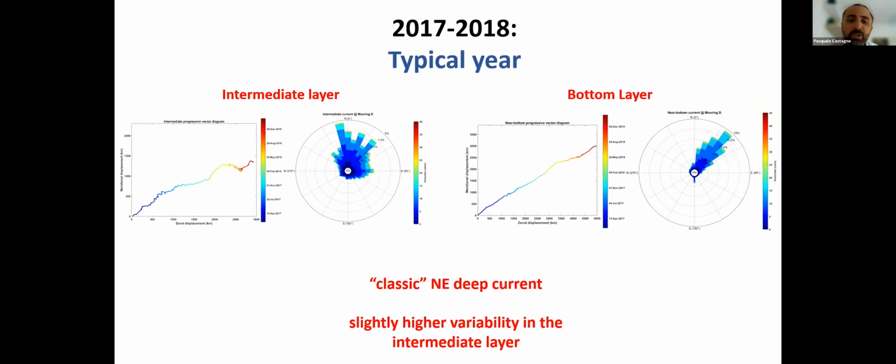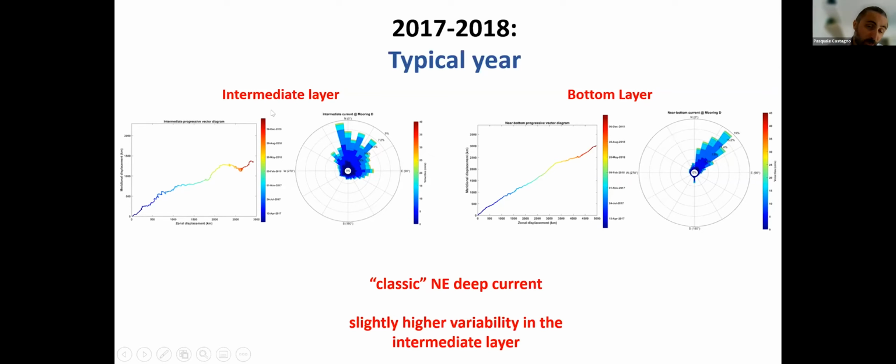But besides this seasonality, let's have a look at the typical currents that we observe during the year in Terra Nova Bay. This is just an example, but every year is the same. In the bottom layer, we have a strong northeastward current. You can see from the progressive vector diagram on the bottom left, it starts southwest and goes to the northeast, so the current is going from the bottom left to the upper right. We see the same thing in the wind roses, where the main direction of the currents is towards the northeast, in the same direction as the Drygalski Trough.